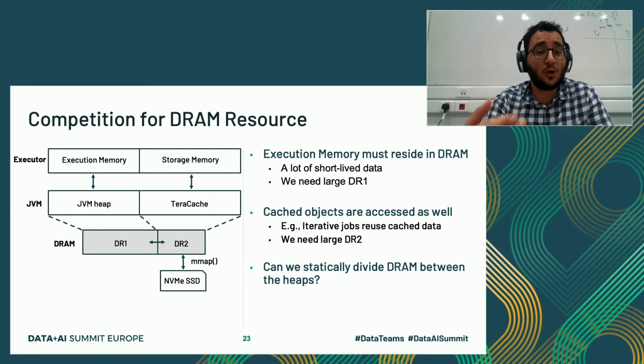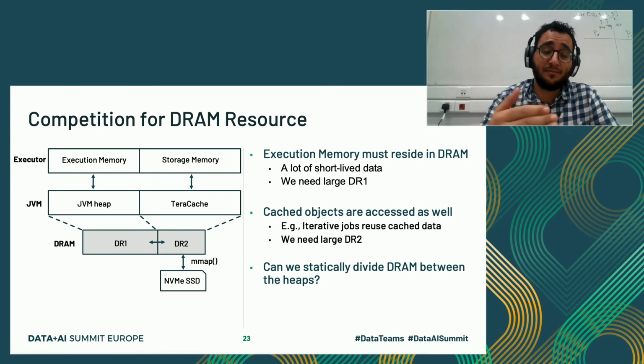Execution memory must reside in DRAM because it produces a lot of short-lived data, so we need a large tier 1 size, while we have iterative jobs that reuse cached data objects, so we need a large tier 2 space to locate more memory mappings and reduce the access time of the TeraCache.